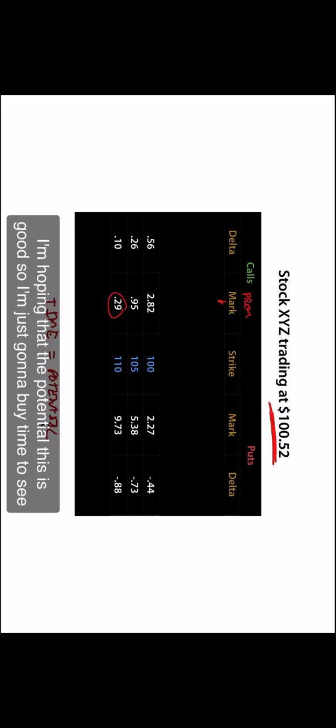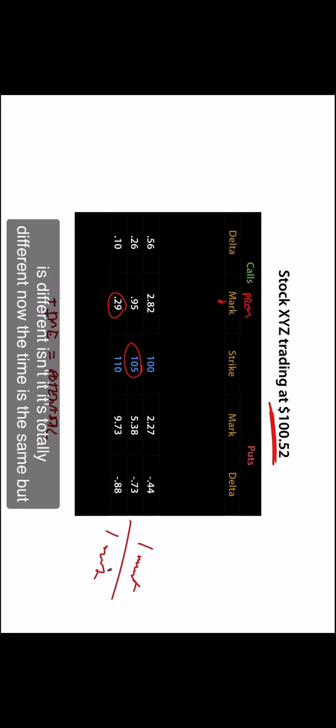And notice this: time is potential. In other words, when I buy time, I'm really buying potential. I'm saying, look, I think it could go big, and I'm hoping the potential of this is good, so I'm just going to buy time to see how this works out. You've heard the expression, hey, I got to buy me some time. When you buy time, that's exactly what you're doing.